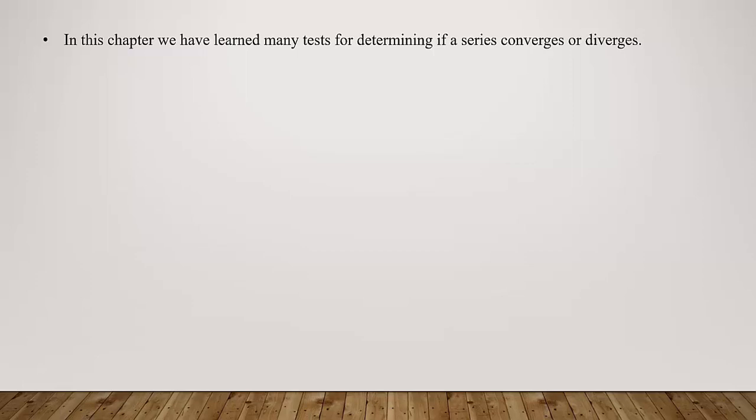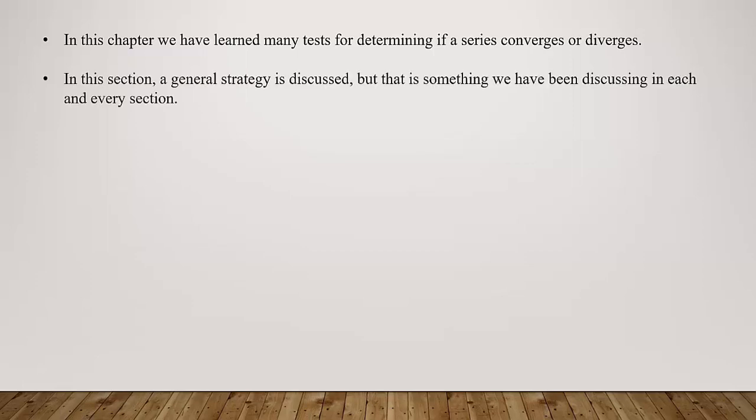Also, as we've been going through each section, I've been kind of telling you, like how I think I originally called it cataloging series, but I said you have to start to recognize things to see how you're going to attack the series. So I've been all along kind of foreshadowing what the book is calling this section 10.8. In this section, the book's going to discuss a general strategy. But again, that's something we've been discussing all along in each and every section. Again, I think recognition is the key.